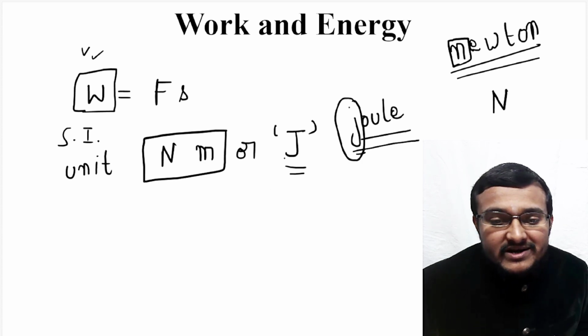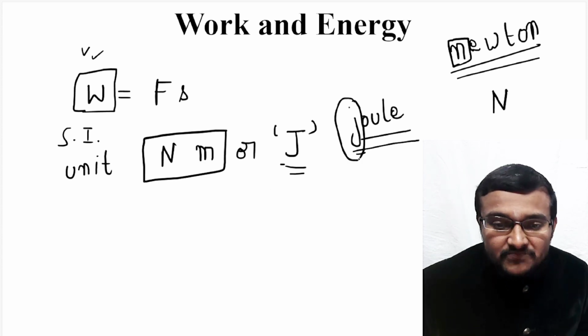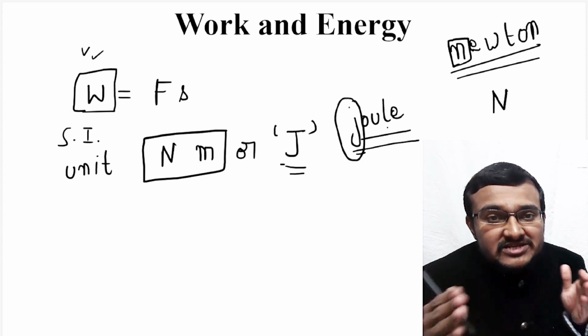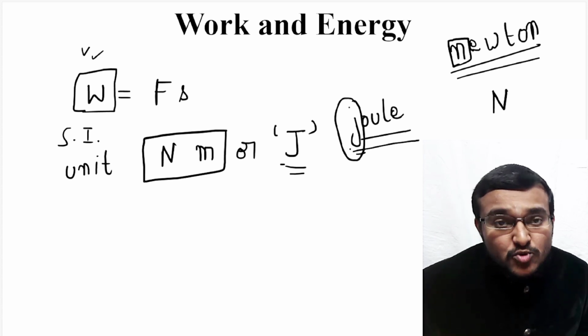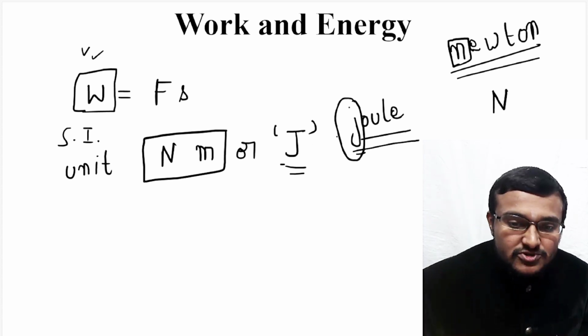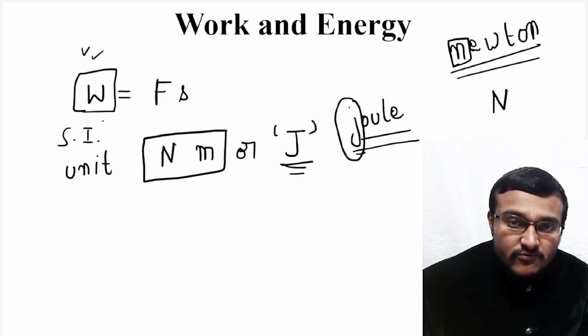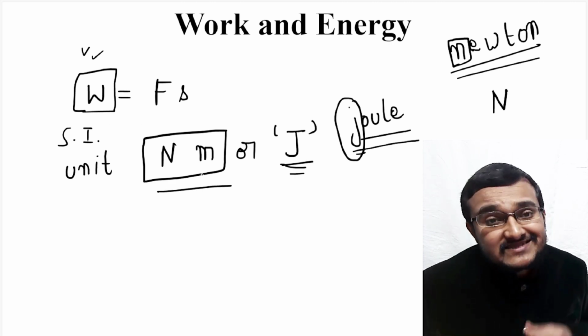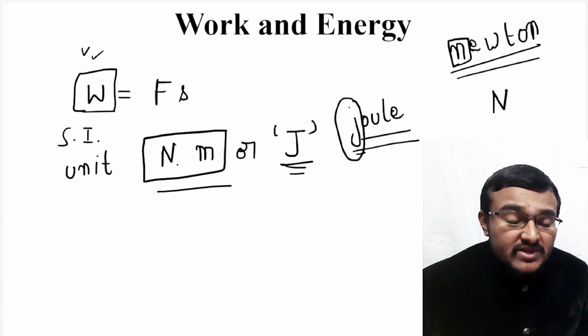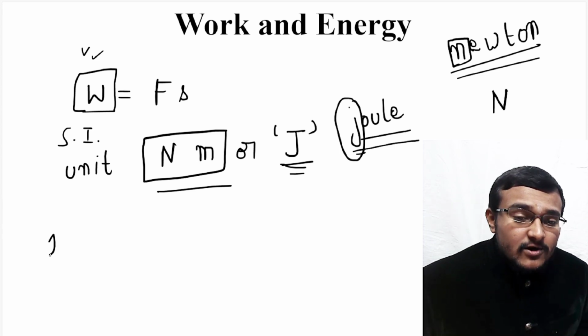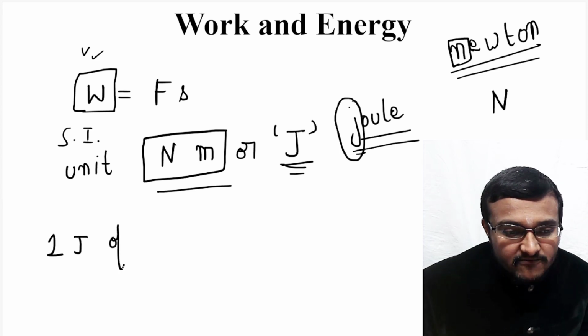Similarly for work done you can use joule. If you are writing the expansion of joule, then you should use small j, and if you are not expanding joule, then you should just write capital J. So joule is the SI unit for work done, or Newton meter is the SI unit for work done. Now what do you mean by 1 joule of work?